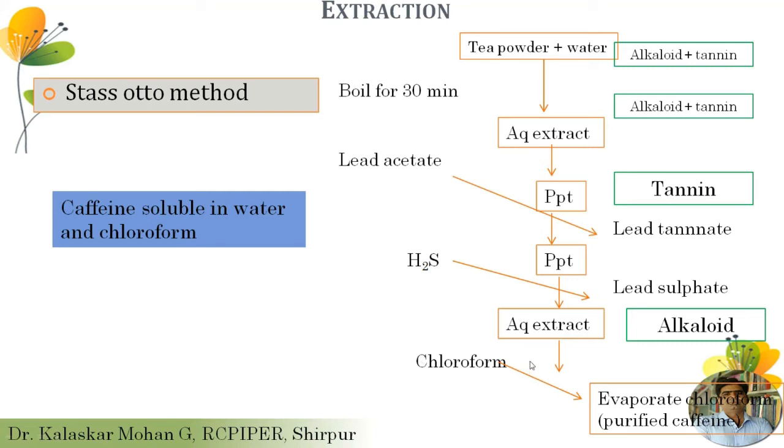Okay, and this partition leads to the separation of proteins and amino acids from the caffeine. As seen earlier, caffeine shows wide solubility, that is, soluble in water as well as soluble in chloroform. So here in the last stage, after addition of chloroform, the caffeine has been transferred from the aqueous portion to the chloroform portion, and one will get purified caffeine. And thus one can get needle shaped crystals of the caffeine.